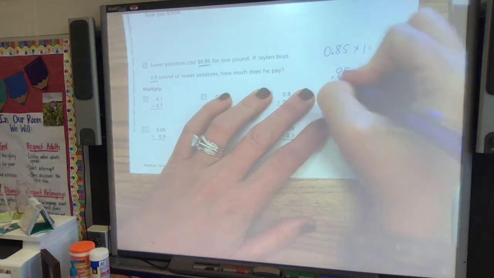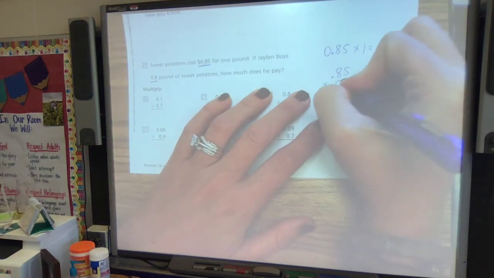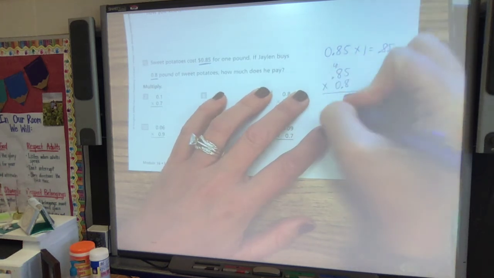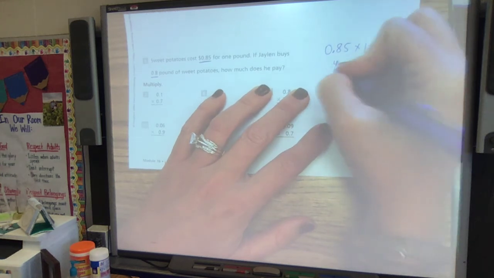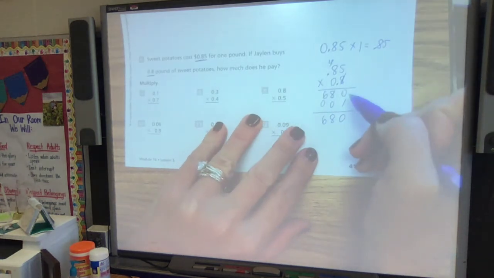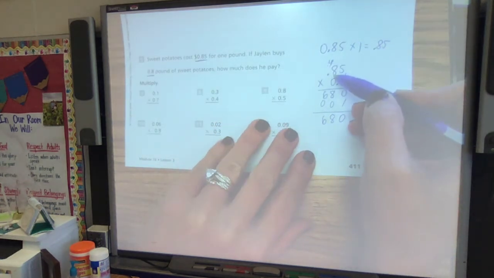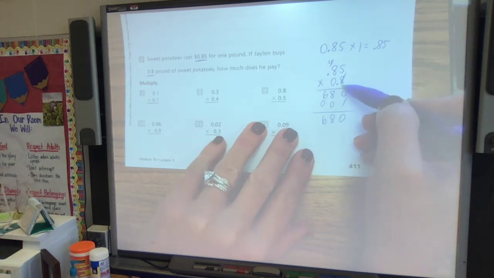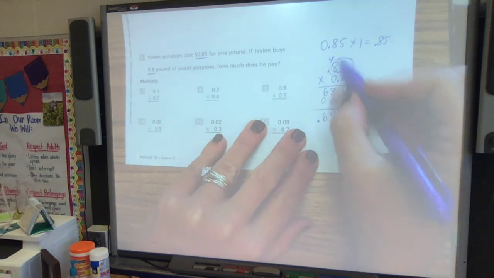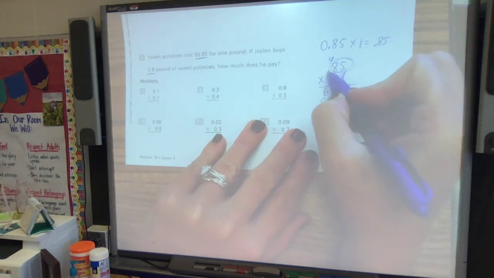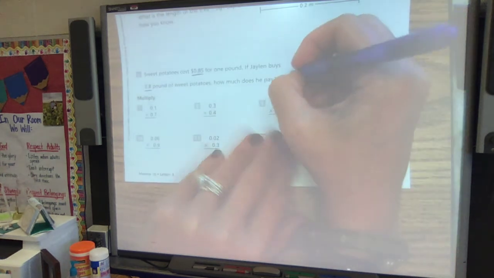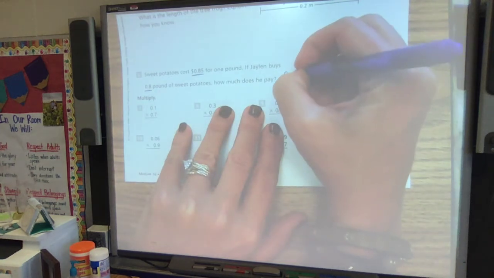So if I multiply it right here, 8 times 5 is 40, 64, 65, 66, 67, 68. And then I just have my zeros. Let's think about what's going to make sense here. If 1 pound was 85 cents and they got 1/10 of the pound, we're going to have our answer less than 85, so that'd be 68. Now we can also follow that rule we've been saying. 1, 2, 3, jump in 1, 2, 3. 68 cents is going to make the most sense for our answer.